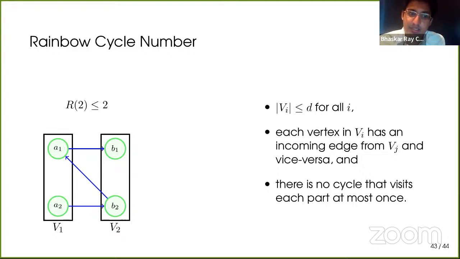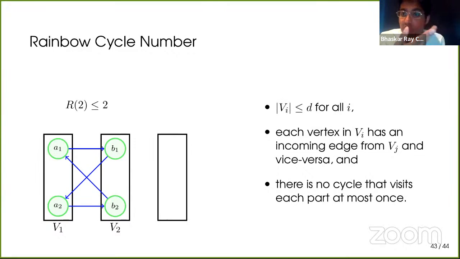A2. Now notice that these parts can't have any more vertices, because each part can have at most 2 vertices. So A2 should have an incoming edge from B1. So yeah, this is okay. It has a cycle, which is A1, B1, A2, B2, A1. But this is a cycle which has 2 vertices from each part. So this is a valid cycle. So yes, R of 2 can indeed be 2, but can it be more than 2?